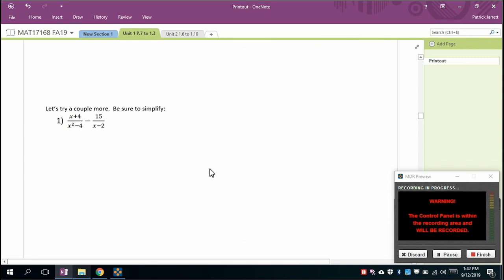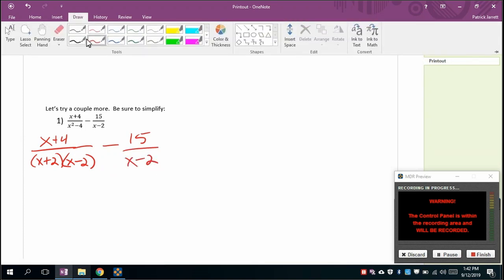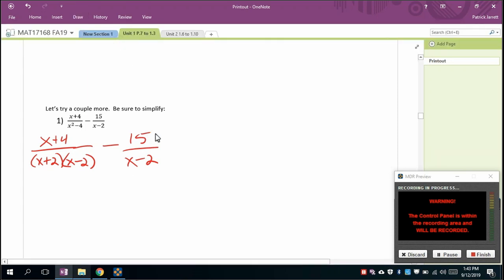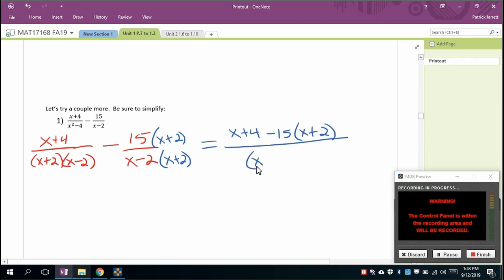So for this one here, x plus 4 over x squared minus 4, we know that x squared minus 4 will factor into x plus 2, x minus 2. That's the reason why you really need to know your quadratic factoring. You need to know it like the back of your hand. We'll have 15 over x minus 2. So I need to multiply this one by x plus 2 on each side so that I have a common denominator. So what happens is I have x plus 4 minus 15 times x plus 2 all over the common denominator of x plus 2, x minus 2.